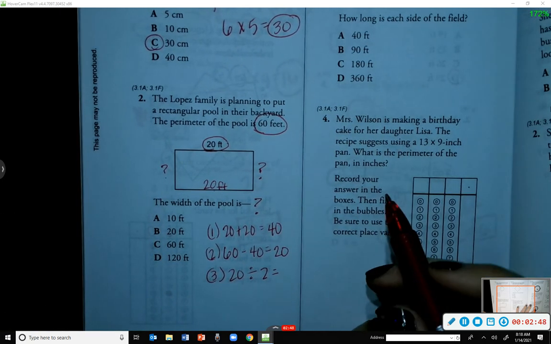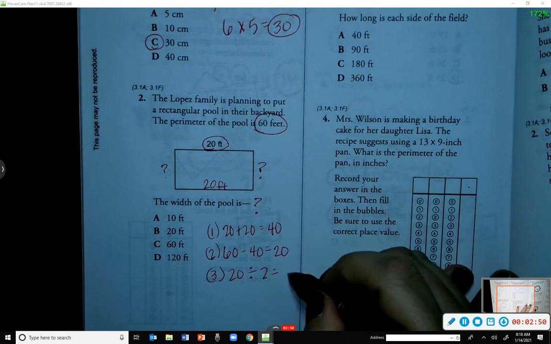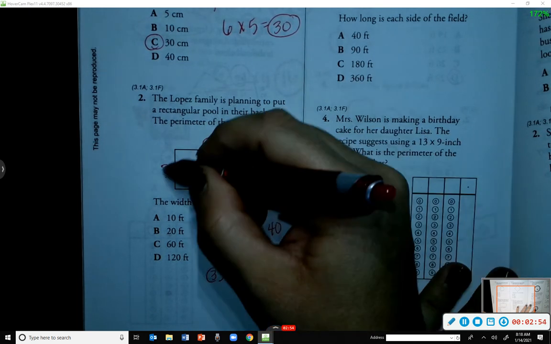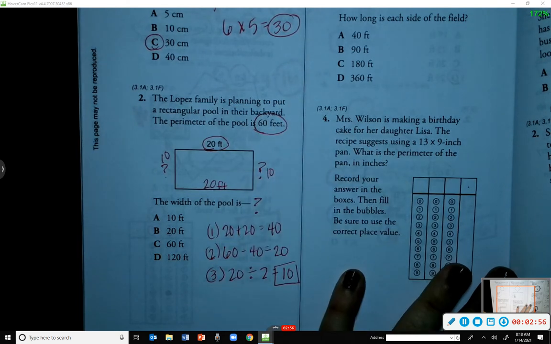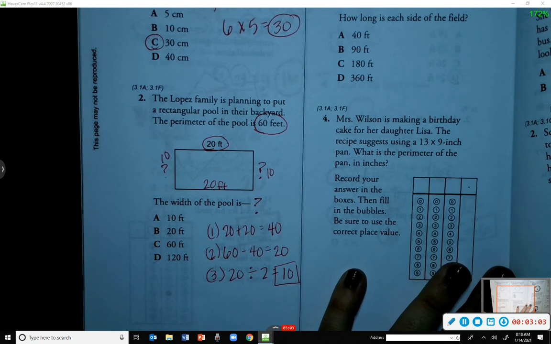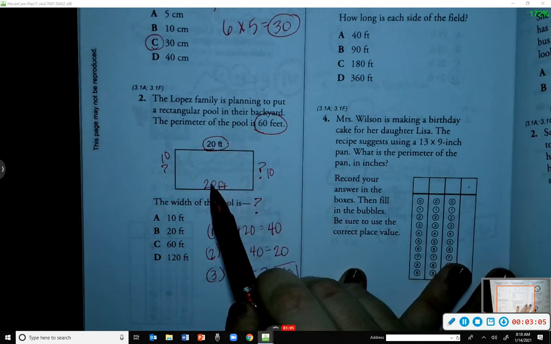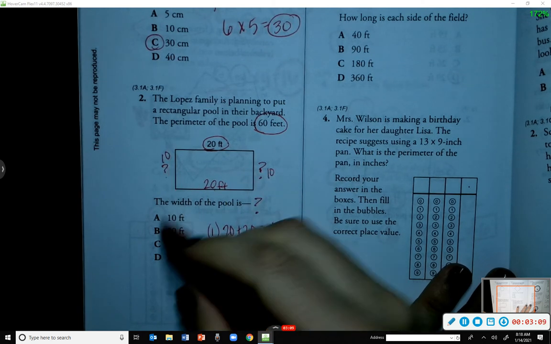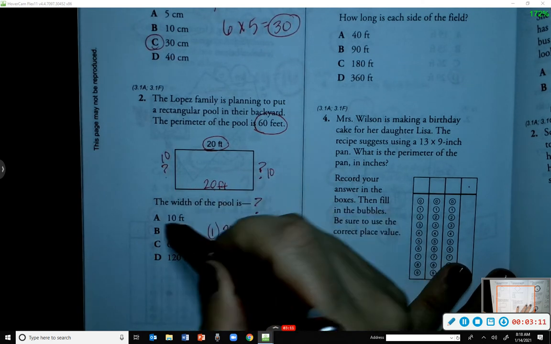What is half of 20? 10. Good. So 10 would be our missing side. 10 and 10. We can just check real quick to make sure it adds up to 60. So I have 20, 40, 50, 60. So our missing side would be a 10.